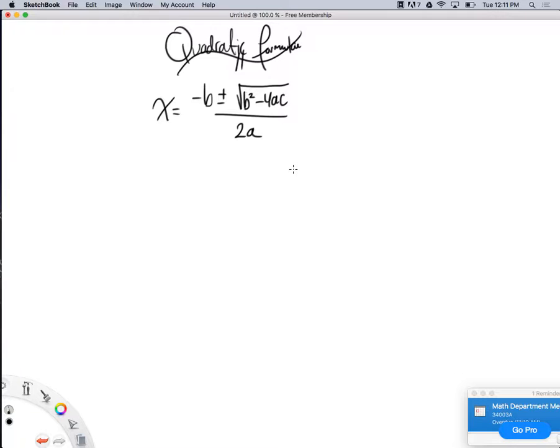X equals negative b plus or minus square root b squared minus 4ac all over 2a.